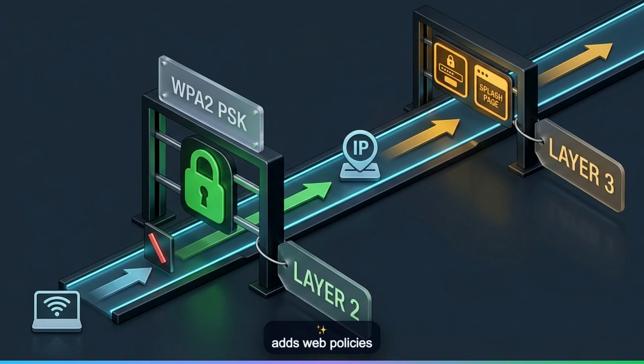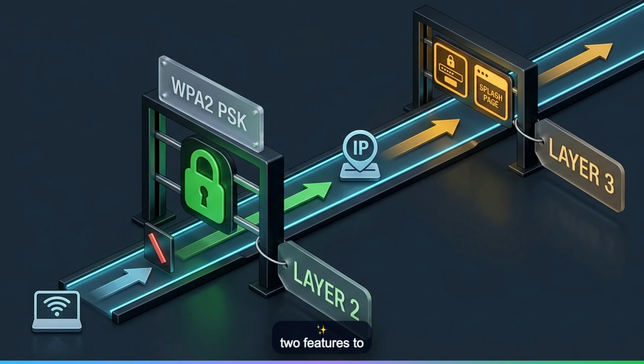Layer 3 tab adds web policies after the client has an IP: authentication, pass-through, conditional redirect, or splash page. Know the difference. Layer 2 controls access before IP, Layer 3 controls it after. QoS tab has 4 levels: Platinum for voice, Gold for video, Silver for best effort data, that is the default, and Bronze for background or guest traffic. Set internal to Silver, guest to Bronze.